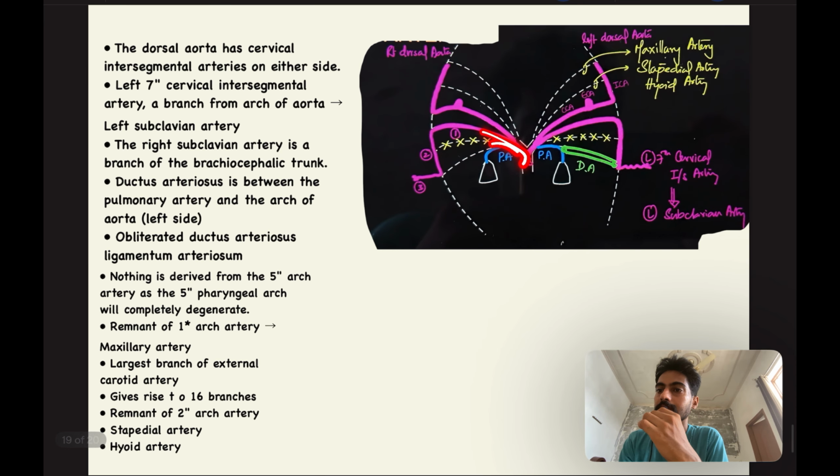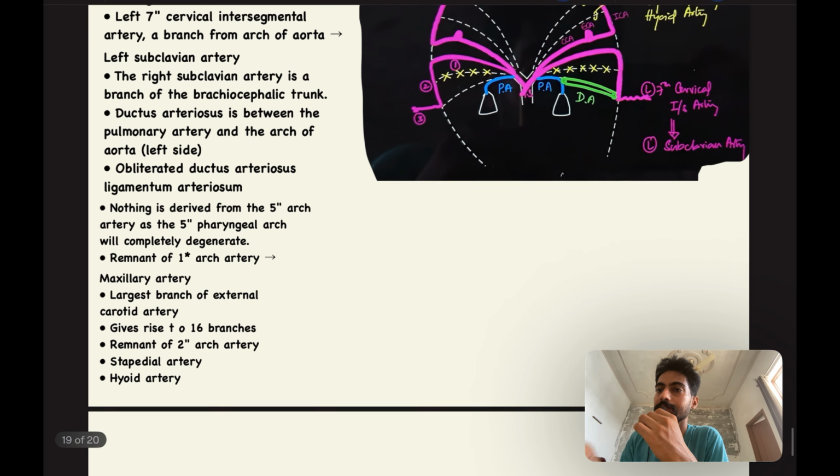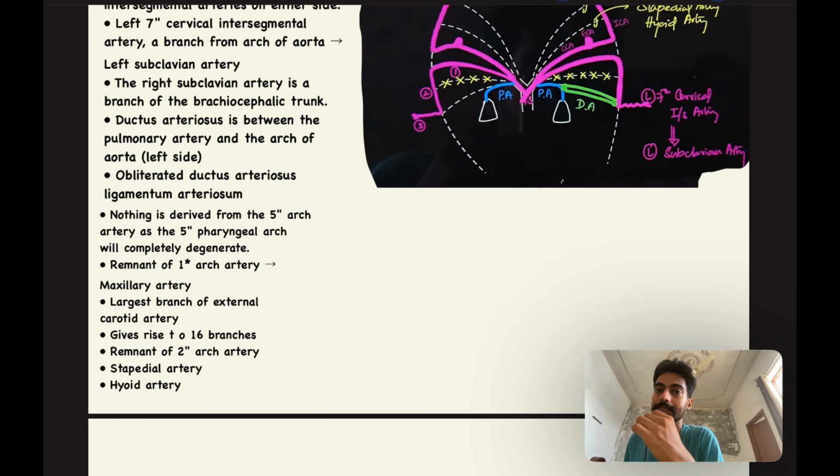So this is the right subclavian artery, and this is the left subclavian artery. The left subclavian artery will be directly formed from the left 7th cervical intersegmental artery, and the right will form from the brachiocephalic trunk. Then this is our fourth arch artery, then the right dorsal aorta, then the right 7th cervical intersegmental artery, and then it will give rise to the right subclavian artery. So these are our arteries.